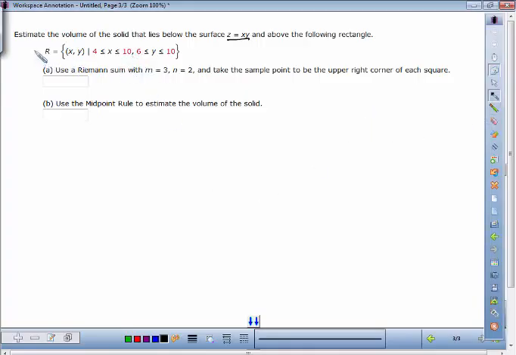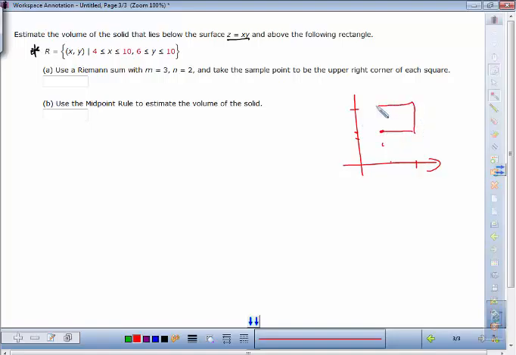So the first thing I would be interested in doing is trying to figure out what R looks like. So let's draw R. x goes from 4 to 10. 0, 10, 5, 4. And y goes from 6 to 10. Drawing it here, not a big deal, but so 4 to 10, 6 to 10, and they're specific about the partitioning. Oh, which one is m? I think m is the x.